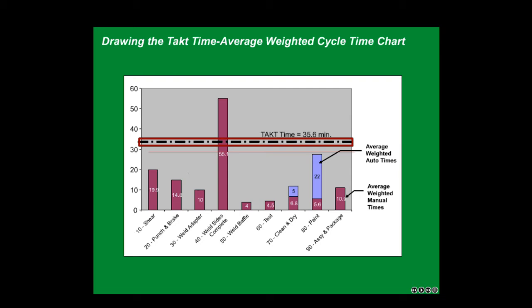Take note of which work elements are above and below the tack time. Work elements below the tack time are easily completed without constraining the cell. However, those above the tack time represent constraints to meeting customer demands and need to be addressed. While each model that goes through the cell may not have the same constraints, it is important to note which work element will constrain the cell's total production and make sure you address that constraint.